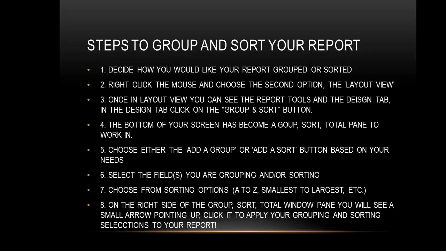Step number 6 is to select the field or fields you are grouping and or sorting. Once you've selected the field, you'll see the options appear for your sorting. Step number 7, you can choose how you would like to sort. You can choose A to Z or Z to A, smallest to largest, largest to smallest, and sometimes there will be other options to choose from. And finally, on the right side of the Group, Sort, and Total window pane, you will see a small arrow pointing up. If you hover over it, you'll see that it says Move Up. Click on it to apply your grouping and sorting selections to your report. And now when you view your report, you should see it grouped or sorted the way that you have specified.